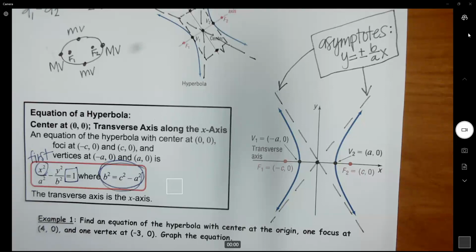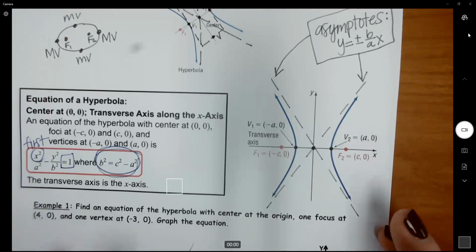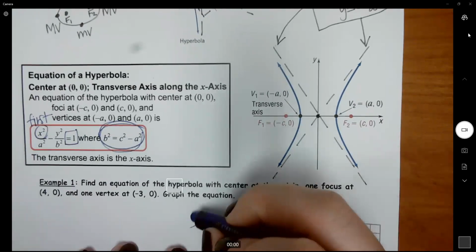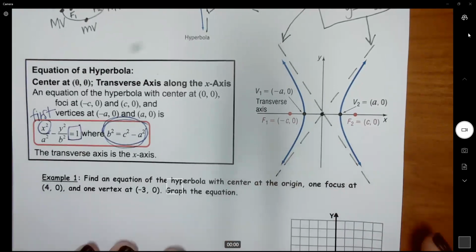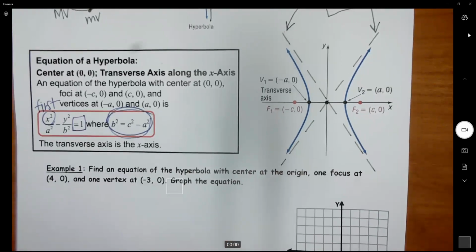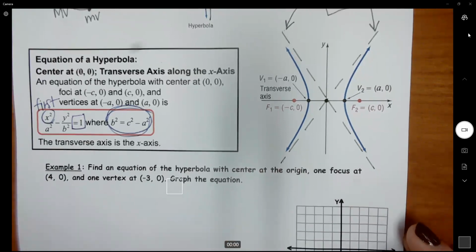So that's again a lot of information. Hopefully it makes a little bit more sense since we've already gone over ellipses. I'm sure it doesn't make a lot of sense, so hopefully when we jump into this first example, it's going to help.